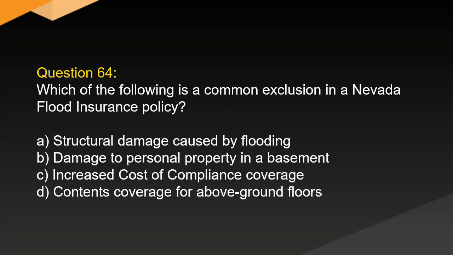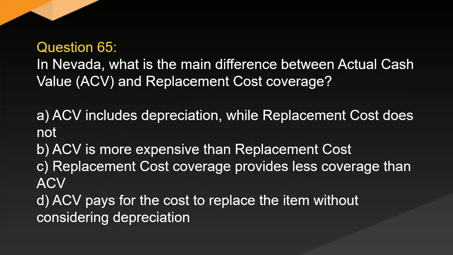Question 64. Which of the following is a common exclusion in a Nevada flood insurance policy? A. Structural damage caused by flooding. B. Damage to personal property in a basement. C. Increased cost of compliance coverage. D. Contents coverage for above-ground floors.